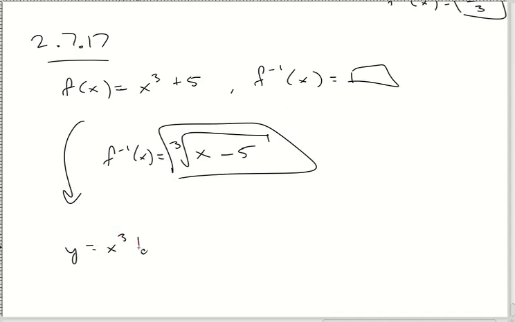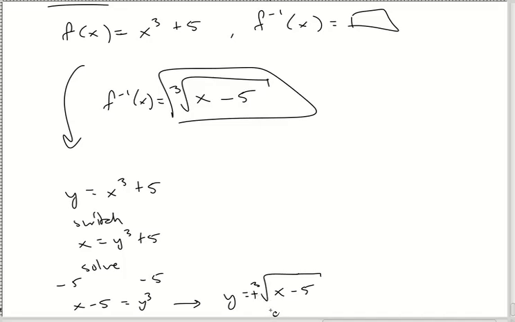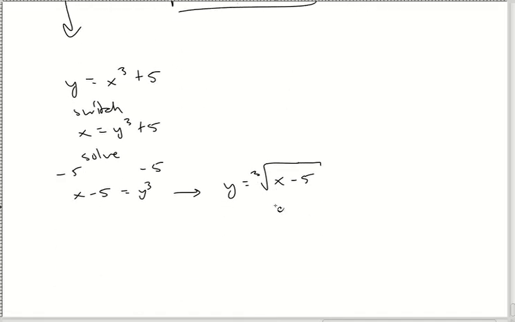y equals x cubed plus the 5. I'm going to switch my x and y around. And then I'm going to solve. So let's minus 5 on both sides. x minus 5 is equal to y cubed. To get rid of that cube, you cube root both sides. Remember, whenever you cube root, it's only the positive. There's no plus and minus for that. Square root for sure, plus and minus. Cube root, no. Just the single, and that is your answer. That's your inverse. And we just had that a second ago.